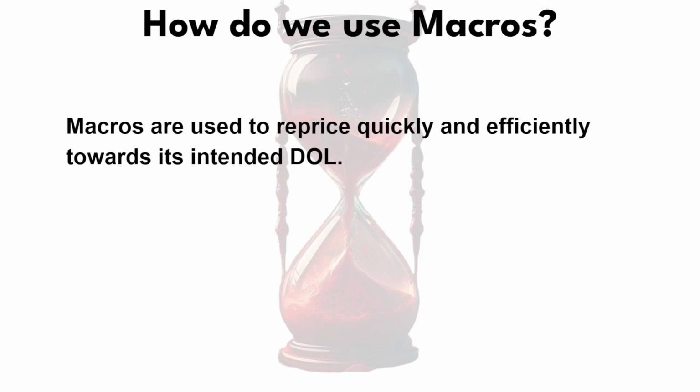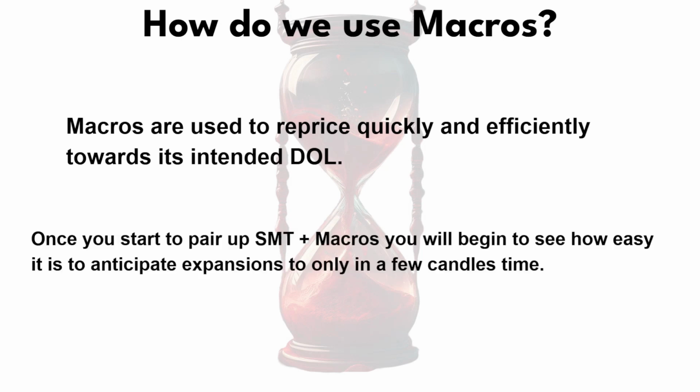How do we use macros? Well, macros are used to reprice quickly and efficiently towards its intended drawn liquidity. So if price hasn't yet reached its drawn liquidity, macros will be used to reprice very rapidly towards that drawn liquidity. Now, I've already made a whole lecture about SMT and macros. So if you haven't already checked that one out, I highly, highly recommend that lecture. But macros are a pretty simple concept to get your head around.